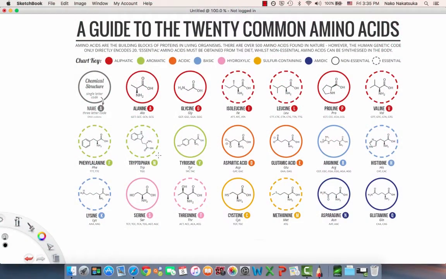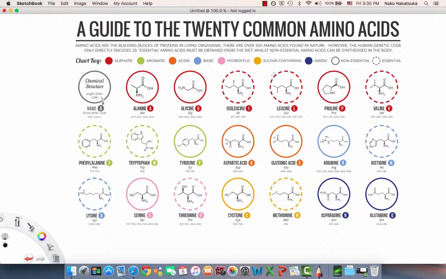So now I wanted to introduce you guys to the 20 common amino acids, and you will probably have to memorize all of these different structures, all 20 of them, so make sure you start doing that. Let me read this to you really quickly. Amino acids are the building blocks of proteins in living organisms. There are over 500 amino acids found in nature. However, the human genetic code only directly encodes 20. Essential amino acids must be obtained from the diet, whilst non-essential amino acids can be synthesized in the body.